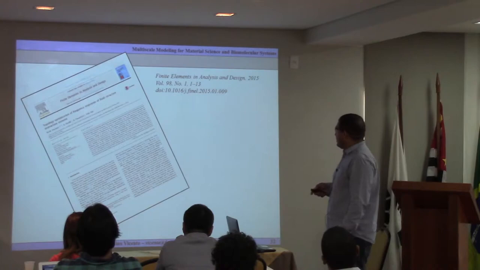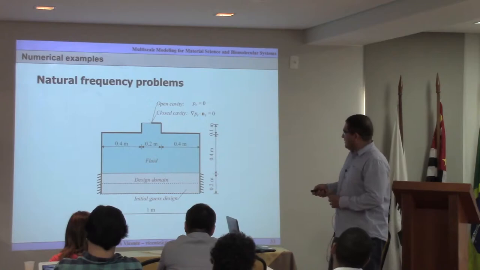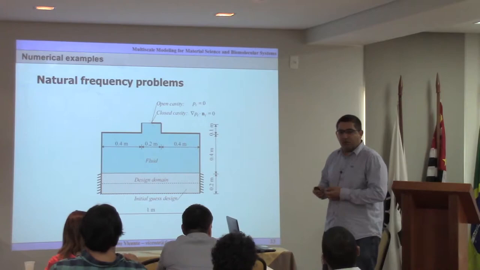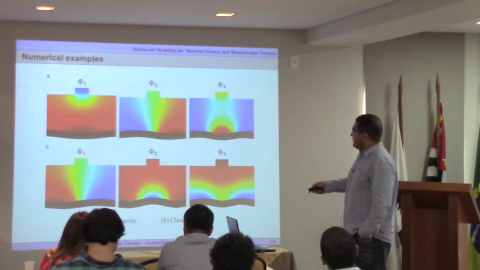Another kind of problem is a natural frequency problem. So we can have a coupled system like this with a fluid cavity and the structure, and you may want to reduce or increase the first natural frequency or any natural frequency of your system. So here we have the shape mode of vibration considering that coupled system, and here A is open cavity.